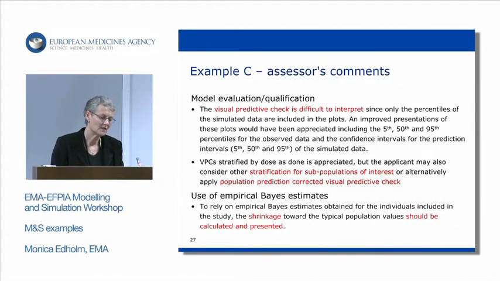Also, the visual predictive checks were difficult to interpret as they didn't include all the elements needed for proper assessment. And VPCs were stratified by dose, but not by subpopulations of interest, and there were no prediction-corrected visual predictive checks included, so we couldn't fully assess the VPCs either. And further, the use of empirical-based estimates was criticized because shrinkage had not been presented, so we didn't know if these were reliable or not.